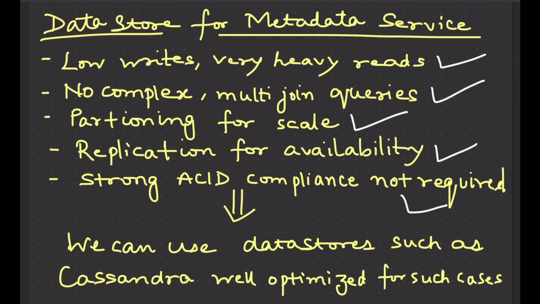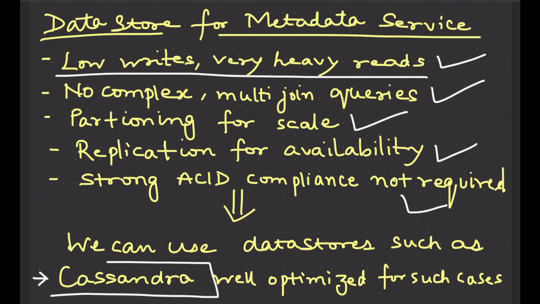For such a data store, we can clearly see that a NoSQL data store would be a better choice given the kind of requirements we have for the system. For example, Cassandra: one good thing about it is that it supports low writes and very heavy reads, but at the same time, it can very well support occasional spikes in the write operations, right? So Cassandra is definitely a good contender for the kind of data store you want to use for this.